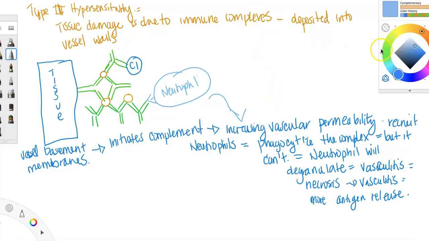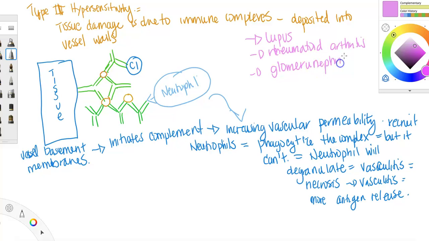Type 3 hypersensitivities. Most common is lupus, rheumatoid, and glomerulonephritis. So this is common in the kidney. It affects the kidneys. Obviously, rheumatoid is joints.